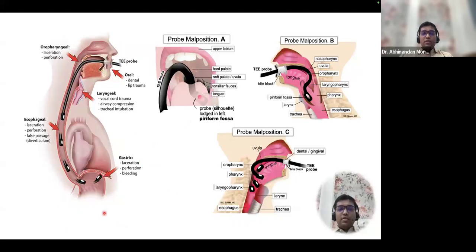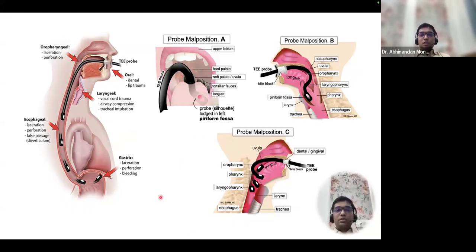If you are feeling any resistance, that means the TE probe is hitting somewhere else. Mostly it is hitting the left or right piriform fossa, or it can roll over your tongue. If the patient has a larger tongue, it can roll over the tongue like this, and it can bend on the tongue and traumatize the posterior pharynx.